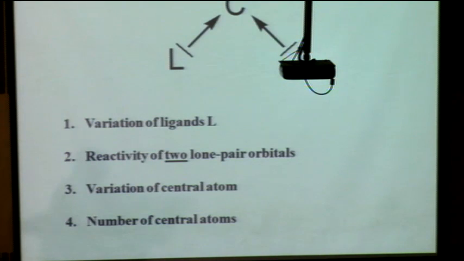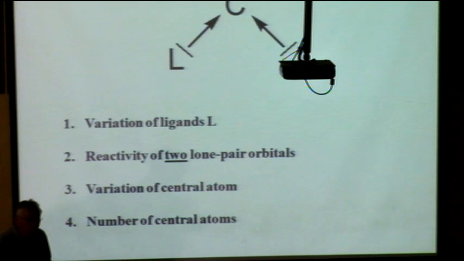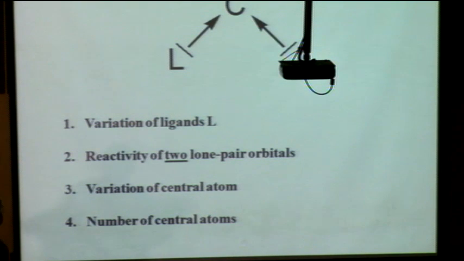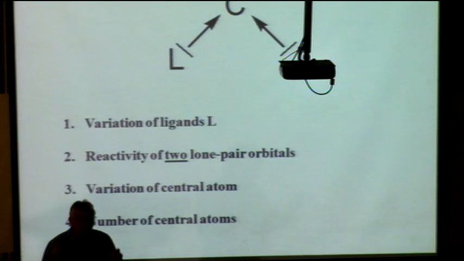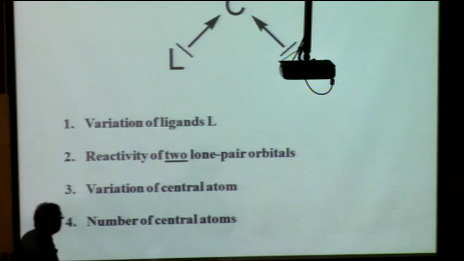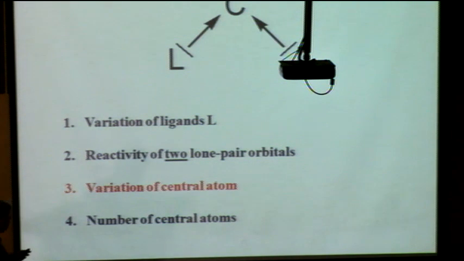Well, we did in the last eight years or so a lot of work, and I just want to show you what we did recently, because it is still an ongoing project which has new surprises. We looked at the variation of ligands L. I just gave you an example for this. The reactivity of two lone pairs, I mentioned it shortly. Variation of the central atom. Is this restricted to carbon? Could it go to other atoms? That was totally new. Absolutely no compounds of this were known.